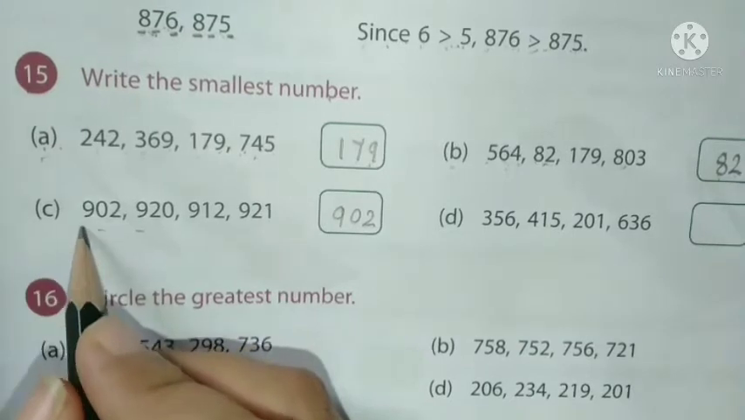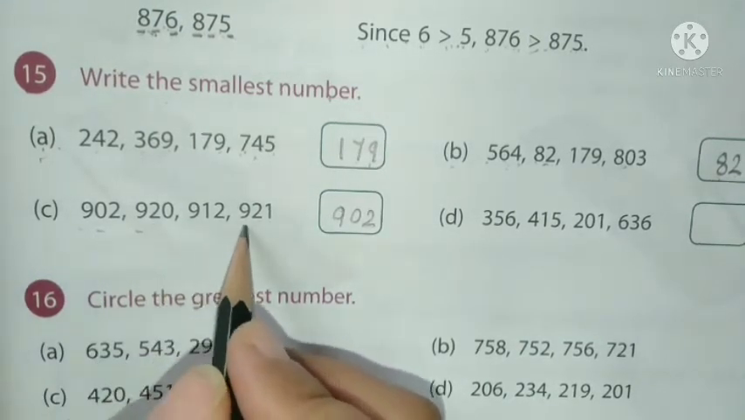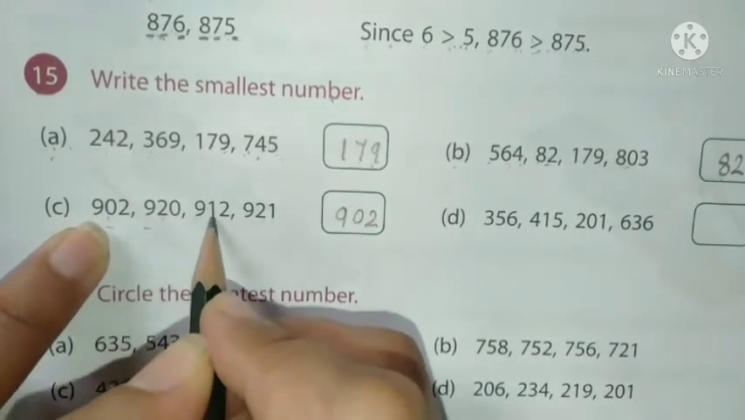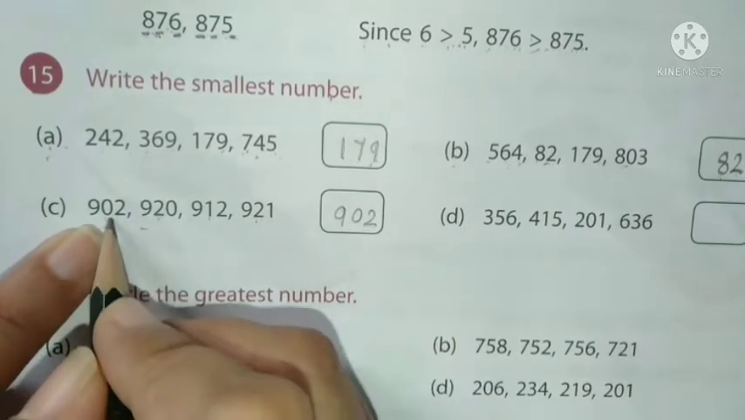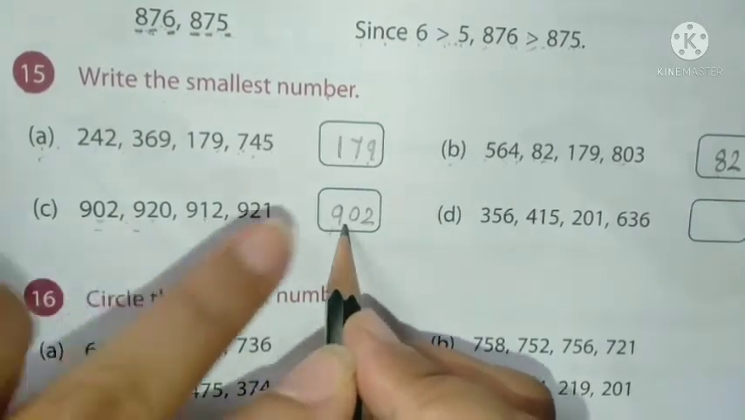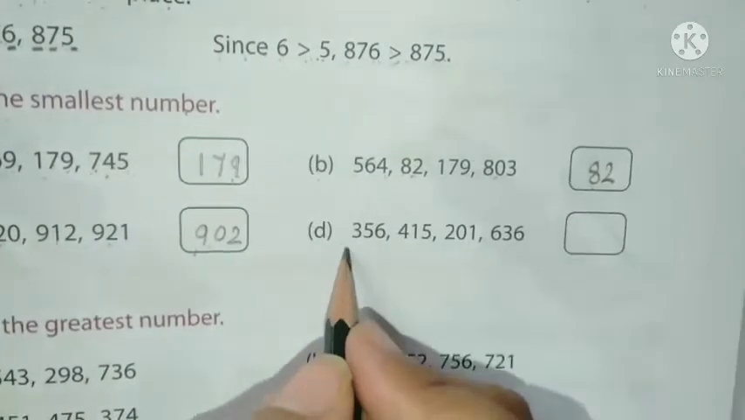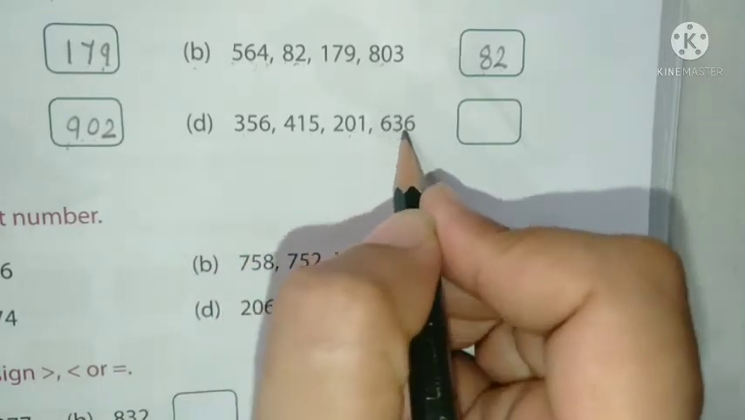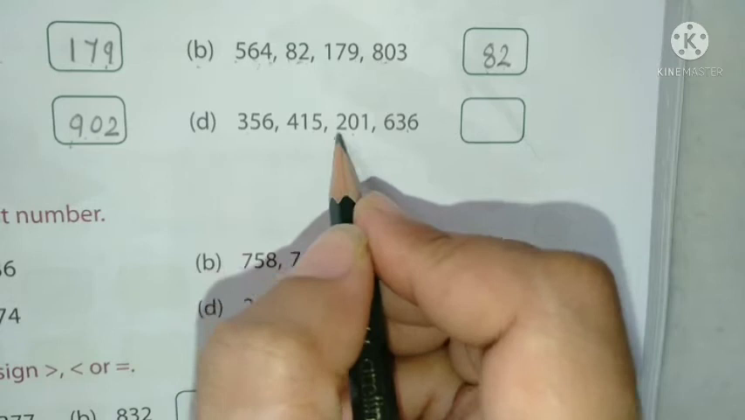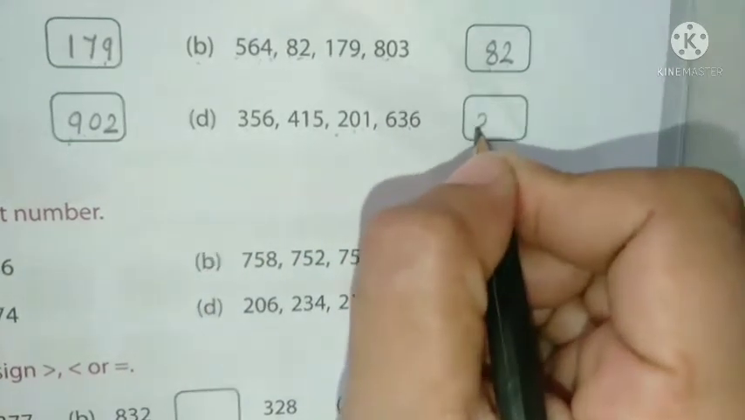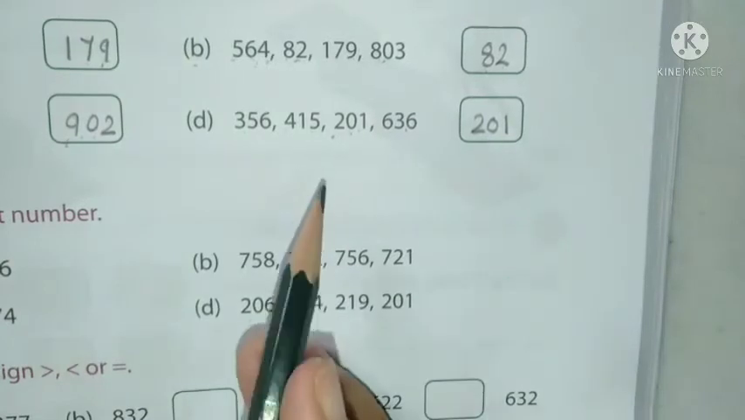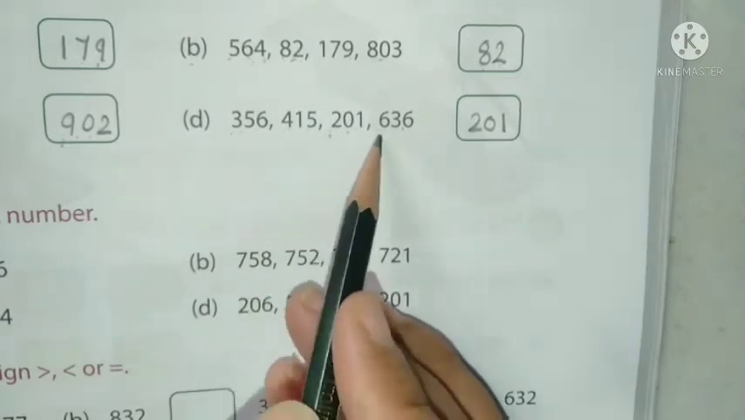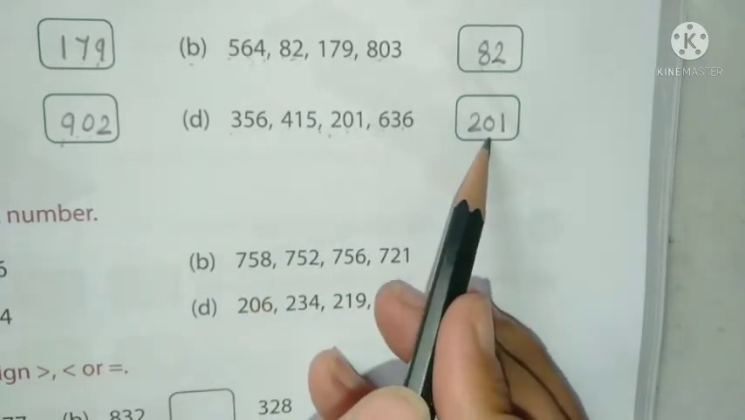902, because in these numbers the hundreds place is the same 9, okay. So we will see the tens place. Here 0 is given, here 2 is given, here 1 is given, again here 2 is given. So which is the smallest number? 0. So write down here 902. Last D. 356, 415, 201 and 636. So which is the smallest number here? Yes, 201. So write down here 201, because 3, 4, 6 वो सब कैसे है? बड़े है 2 से. So which is the smallest number? 201.